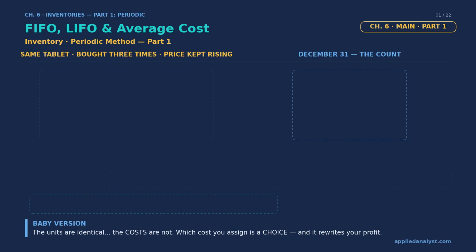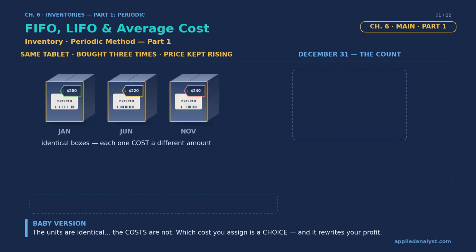Because here's the twist, exactly as promised at the end of Chapter 5. PixelPad bought these 3 at 3 different times, and the price climbed all year. January, $200. By June, $220. And by November, $240. Identical on the outside, 3 totally different costs on the inside.